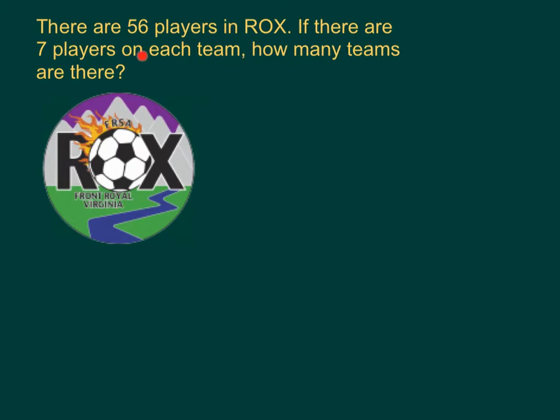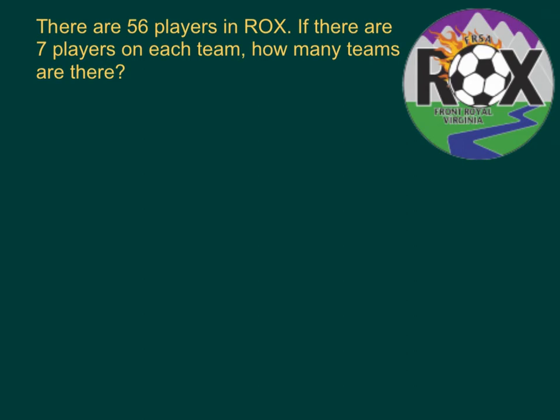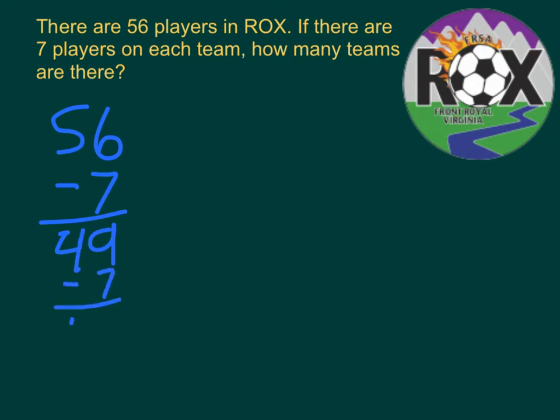It says each team. That's going to be an example of knowing how much we need per team. So it gives us a total, and we're dividing it up. Like I said, it can be repeated subtraction. So for repeated subtraction, we keep subtracting till we get to 0. So 56 minus 7 will give us 49, minus 7 will give us 42, minus 7 will give us 35.